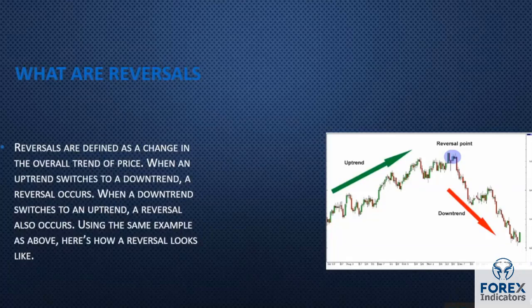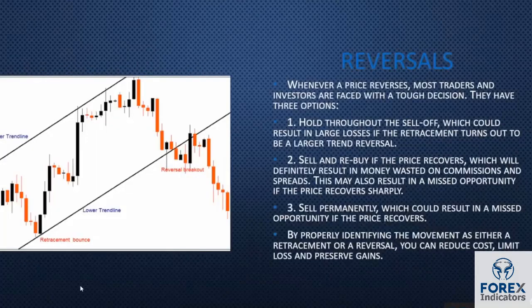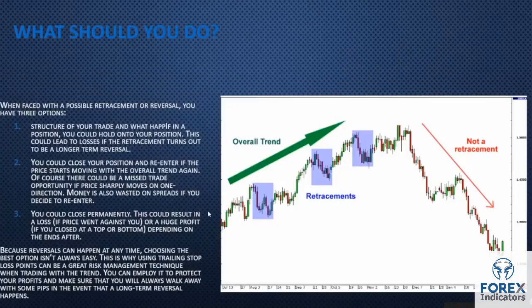So these are the differences. These are who's controlling the market and where price should go. And you have to learn how to see these. And you need to see these with other indicators in mind at the same time. Okay. So whenever a price reverses, most traders and investors are faced with a tough decision. Do they hold? Do they sell? Do they sell and rebuy? So they have to properly identify these.